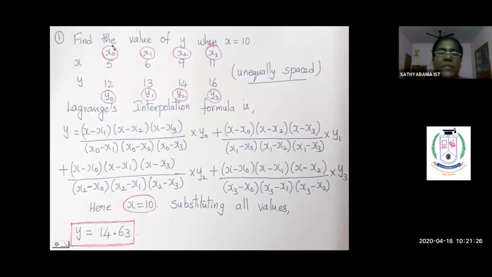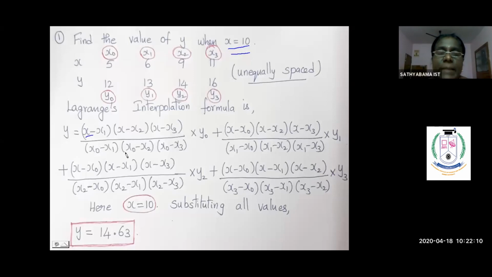So you see the first problem here. Find the value of y when x is 10. What is my first check whenever a data set is given? Whether the x values are equally spaced or not. Here you see the difference is 1, here the difference is 3, here the difference is 2. So it is unequally spaced, and I can go for the Lagrange interpolation formula. I have to find out y in terms of x. So I write the formula, replacing x0, y0, x1, y1, x2, y2, x3, y3 in the formula, and we will get 14.63 where x is 10. The only thing is you have to do the calculation. Substitute all the values in the formula and you will get the answer.